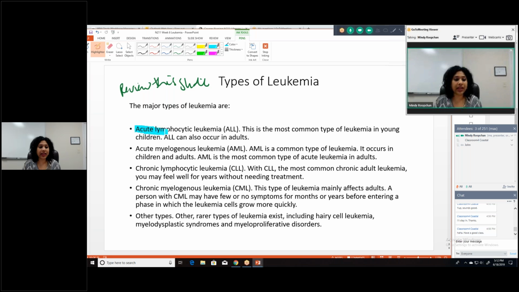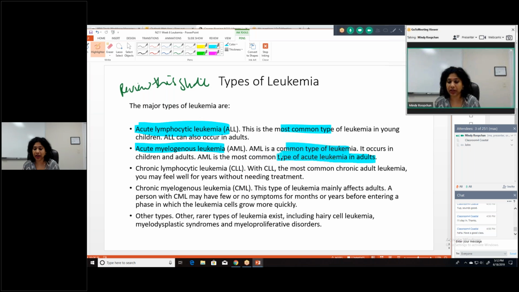So we have the ALL, which is acute lymphocytic leukemia. It's the most common type in young children, also in adults. Acute myelogenous leukemia, AML, is a common type of leukemia, occurs in children and adults again. It's the most common type of acute leukemia in adults, okay? Chronic lymphocytic leukemia, CLL, is the most common chronic adult leukemia. They may feel well without needing treatment for years, okay?